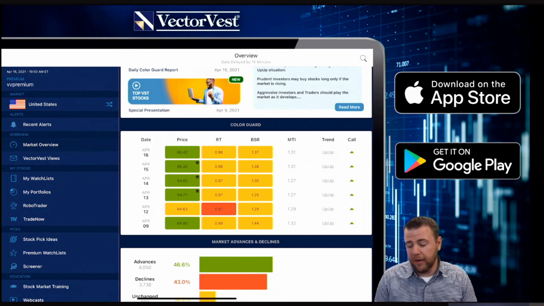And we see when we get a green light, that tells us we're moving higher day over day and week over week. So we have confirmation of that current uptrend on a short-term basis.